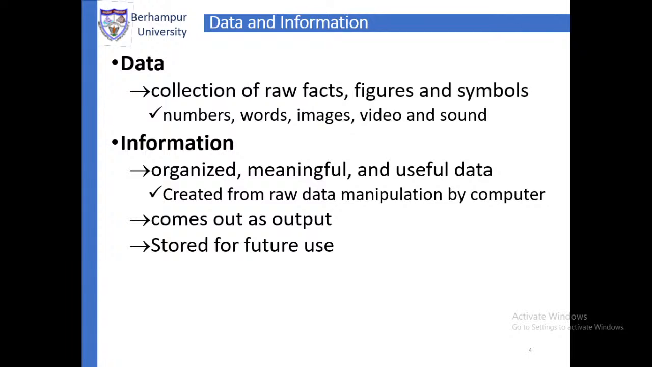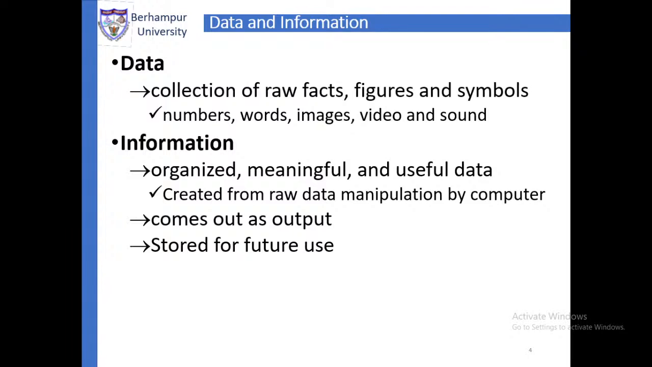Input is usually called data. Of course, input can be some information. In that case, that information is raw. That is accepted as raw data, from which you get processed data. Processed data is called the final information. And it is stored in the computer for future use.